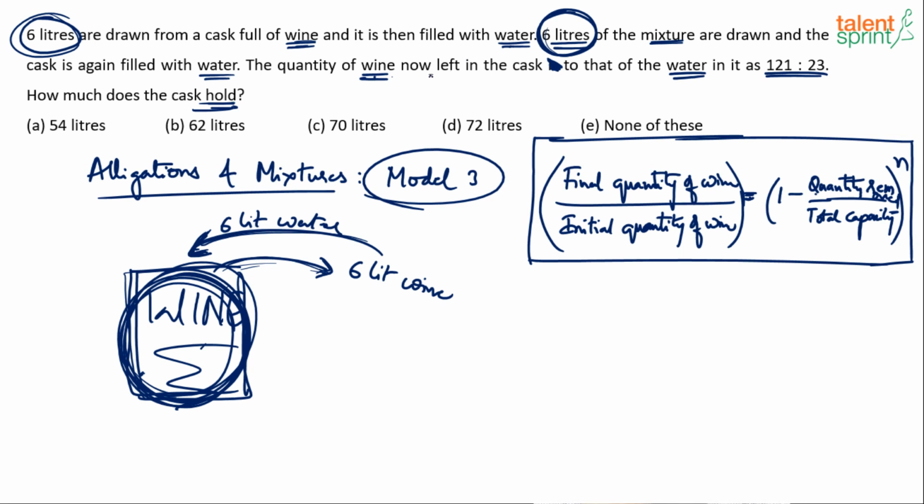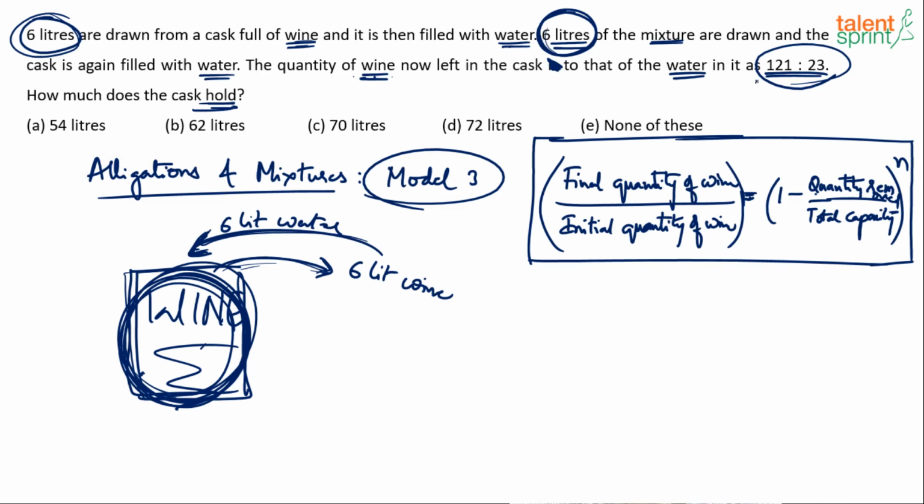Look at this ratio. He says the quantity of wine to water after doing these two operations, that ratio is 121:23. If you try and observe, one important point here is we are overall removing only 12 liters from this container and adding only 12 liters to this container. There is no change in the total quantity. The total quantity always remains the same. Initially, when I removed 6 liters of wine, I added 6 liters of water back to it. Then I removed 6 liters of mixture and again I added 6 liters of water. So the total quantity has not been tampered with. Total quantity remains the same.